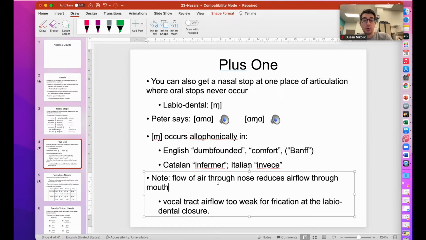Flow of air through the nose reduces the airflow through the mouth, so that's something you need to remember. And vocal tract airflow is too weak for frication at the labiodental closure. So basically, you cannot have labiodental as an oral stop, but you can have it as a nasal stop, right? Because the air has to go through somewhere. All right.